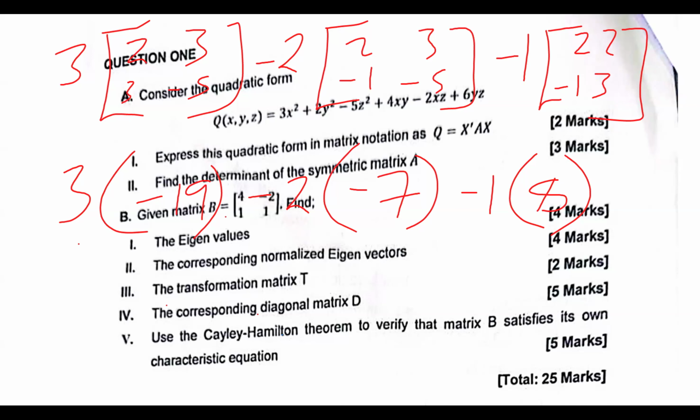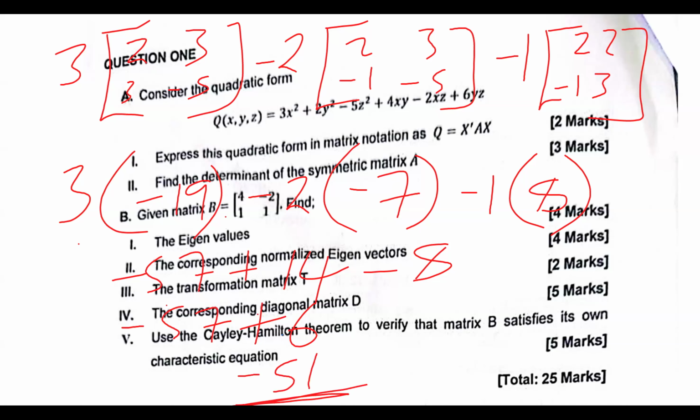So 3 times 19? 57, -57. Okay. Plus 14, -8. -57 plus 6, yeah? 14 minus 8 is 6, correct? And -51. Yeah. Happy?